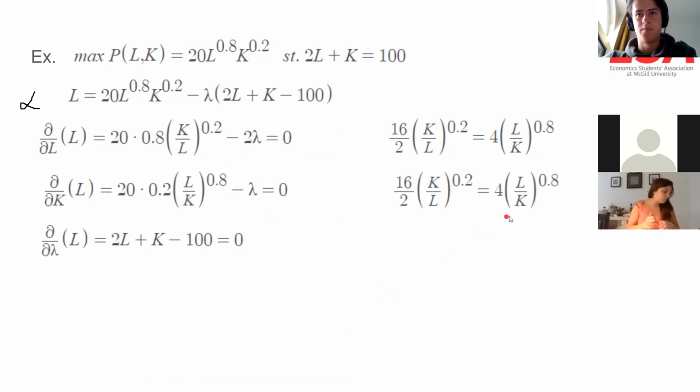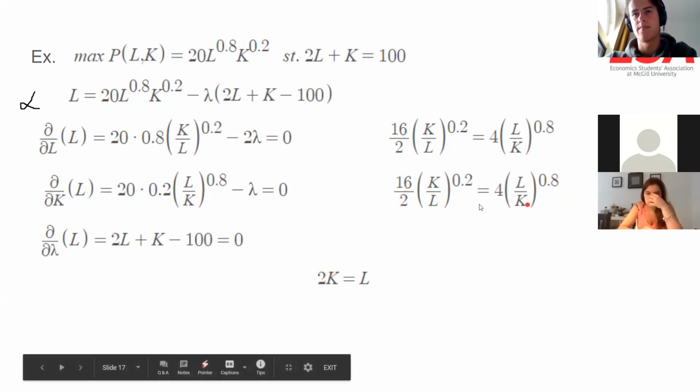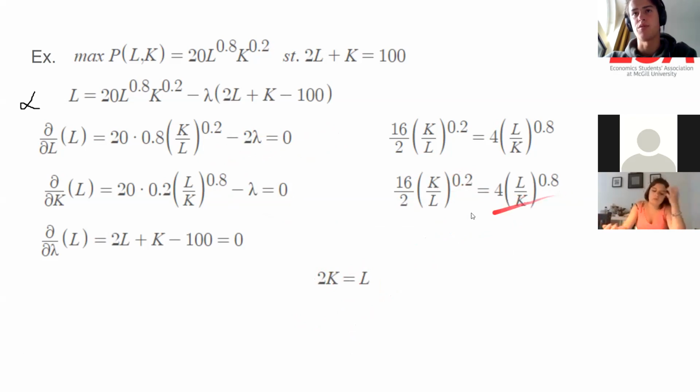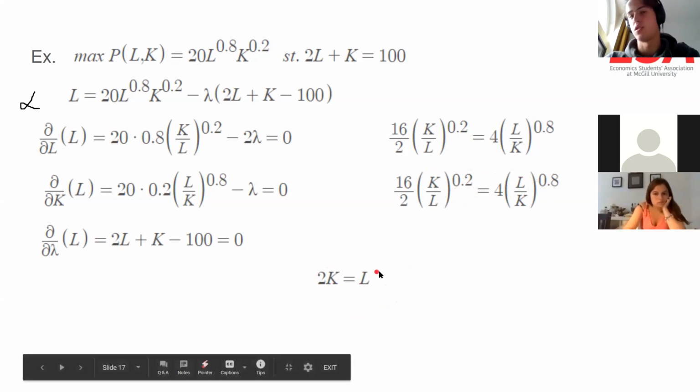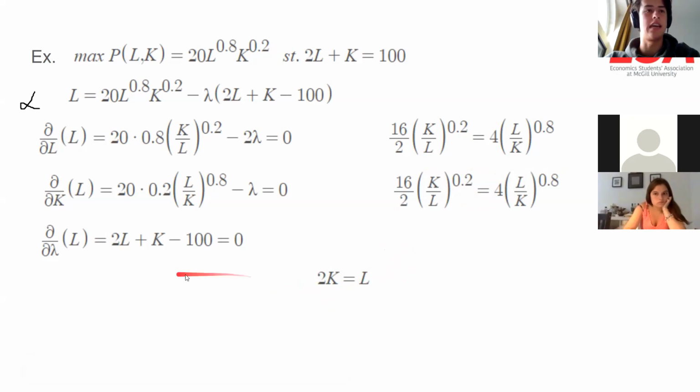So this is the same equation. I'm not exactly sure why I included it twice. But what we do end up having is 8 here, so 8 divided by 4, which is 2. After multiplying by K to the 0.8, we get K to the power of 1 on the left. And after multiplying both sides, which is naturally done on both sides, otherwise it's not a valid equation, we do get L to the power of 1 on the right-hand side. So we would obtain 2K equals L.